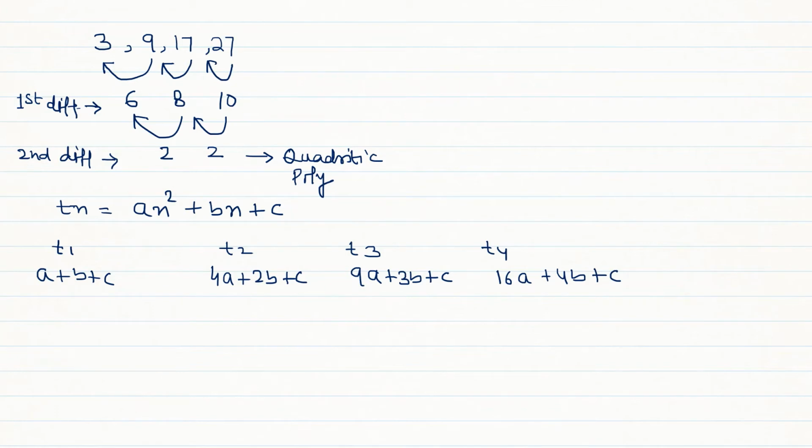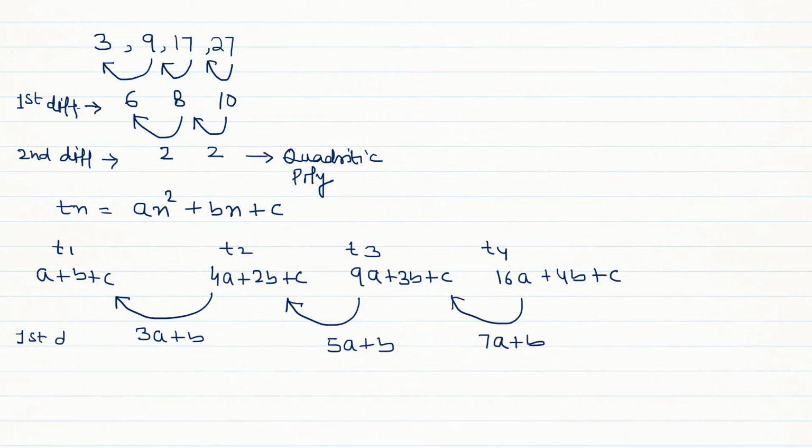Now if we find the difference of the terms here, so 4a minus a, it must be 3a plus b. In this case, if we find the difference, it should be 5a plus b. And in the last case, if we find the difference, it should be 7a plus b. Now clearly first difference is not equal. This is our first difference and it is not equal.